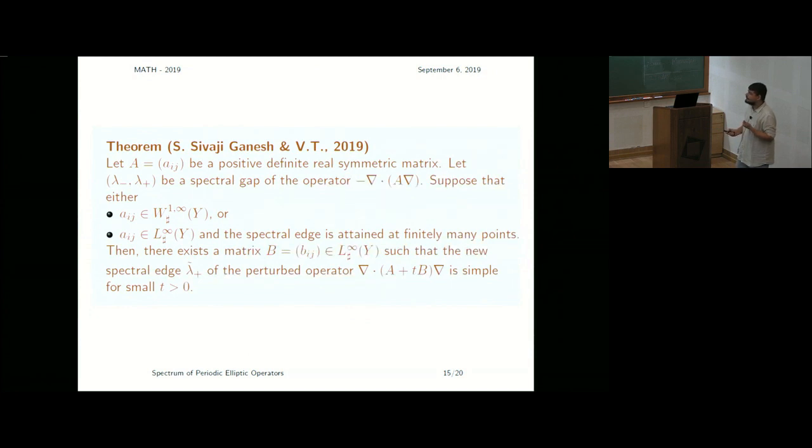So we started with coefficients of the periodic operator which were L infinity. But then we need to make an extra assumption, which is that the spectral edge is isolated. That is, it is attained at finitely many points in the dual parameter. And then we are able to prove that if you do a small perturbation in the coefficients, you can get a simple spectral edge. So this is a theorem that we proved. And then we wanted to use it for something in the Bloch wave method of homogenization.